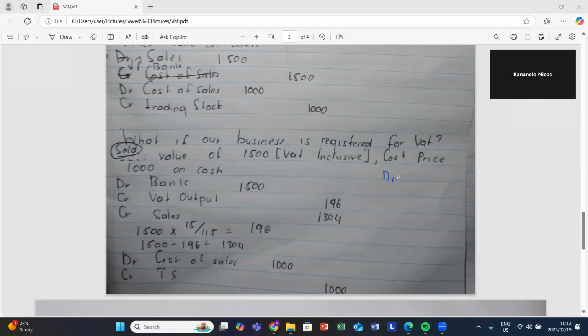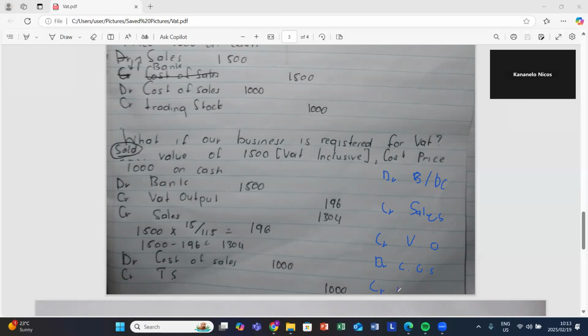You will still debit your bank or that has control. You will still credit your sales. But then remember, we said that when we sold our products, which account is supposed to be affected? VAT output. And we know that our VAT output, we are supposed to credit it. And then here we are going to credit your VAT output. With regards to debiting your cost of sales, nothing will change. And with regards to crediting your trading stock, it won't change either.